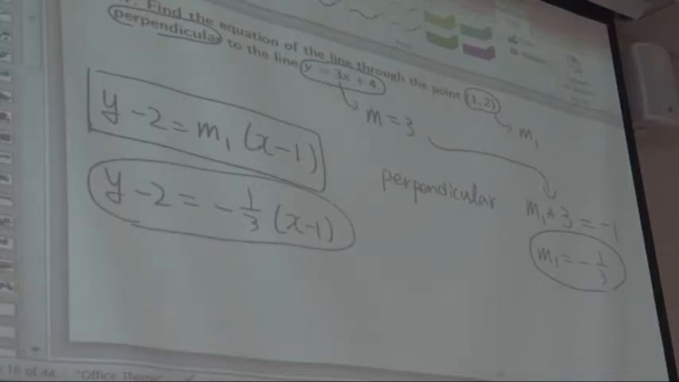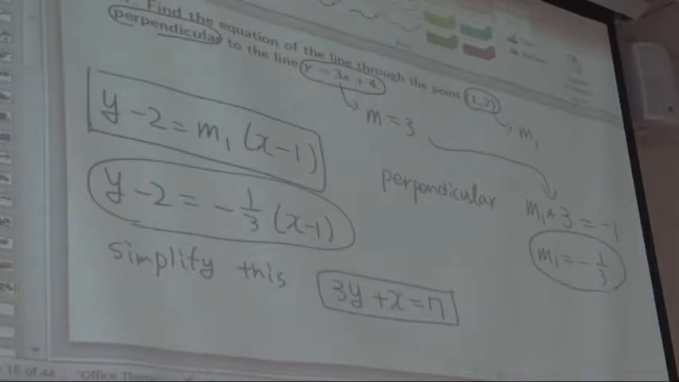If we simplify this, then we get 3y plus x equals 7. If you wonder how you got this, multiply by 3 on both sides and simplify that. Don't ask the process yet. And if you have a question, then we can discuss after the class.